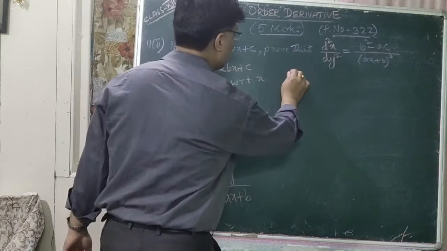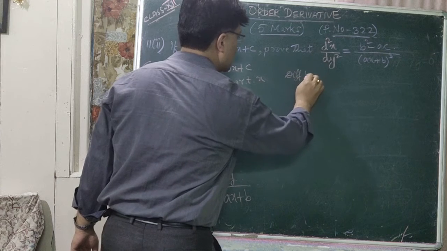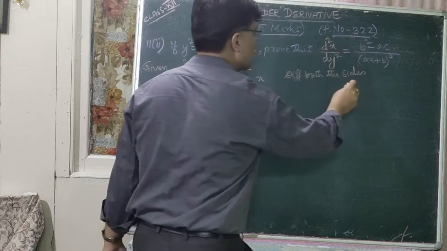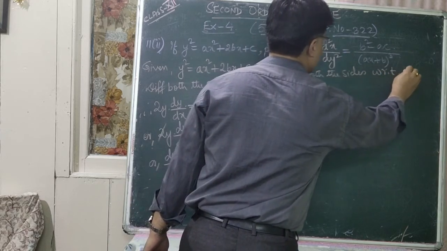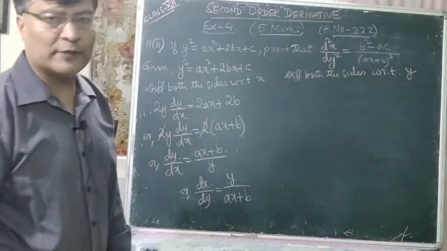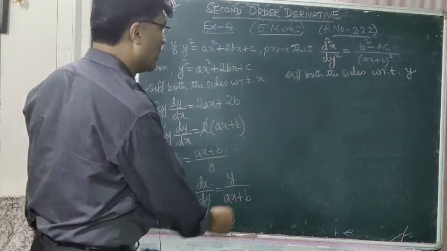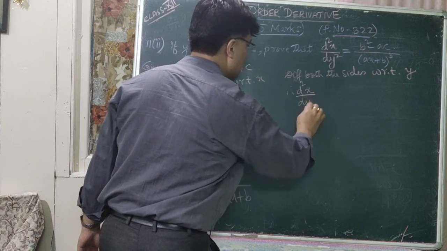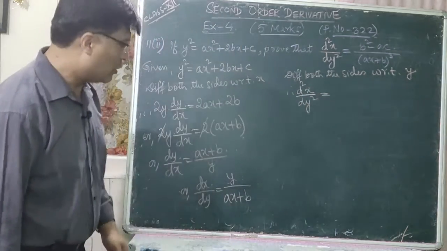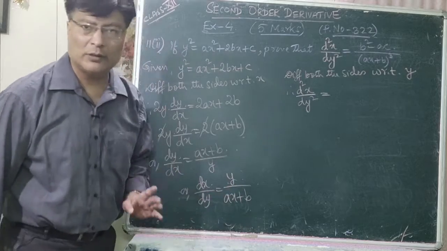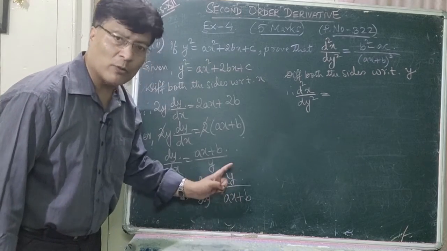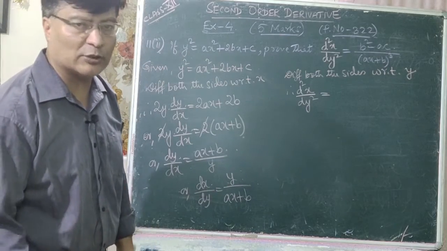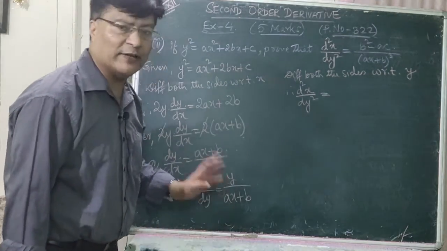Okay, so now differentiating both the sides with respect to y. So what do we get? Therefore d square x by dy square is equal to, now you can use your u by v rule, because both are the variables. Y is the variable in the numerator and ax plus b is the variable in the denominator. So let us use u by v rule.